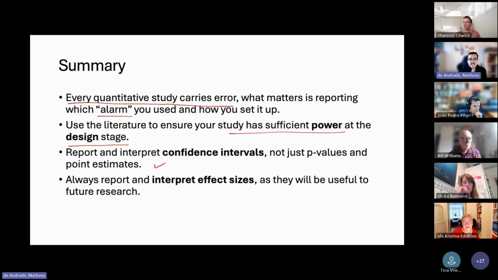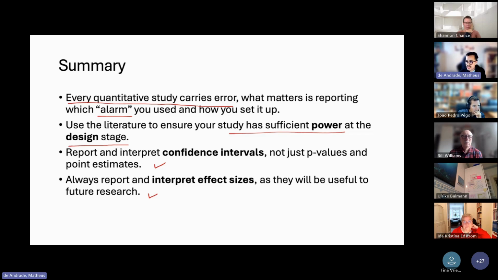Keeping up with the two examples that we had, report and interpret confidence intervals, not only the p-values and the estimates, but the confidence intervals, they can be interpreted. And always, as that editorial said, some people, especially modern statisticians, will really say that the effect size is the main finding of a quantitative study.